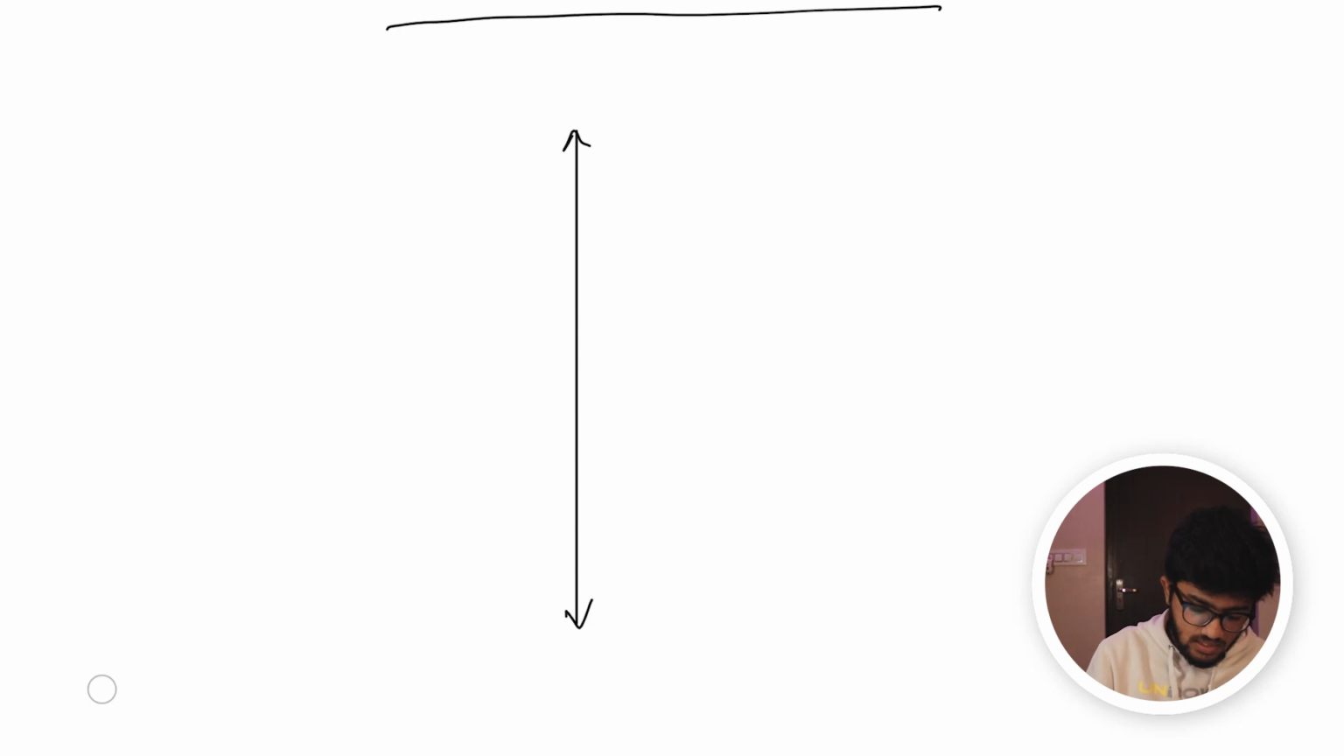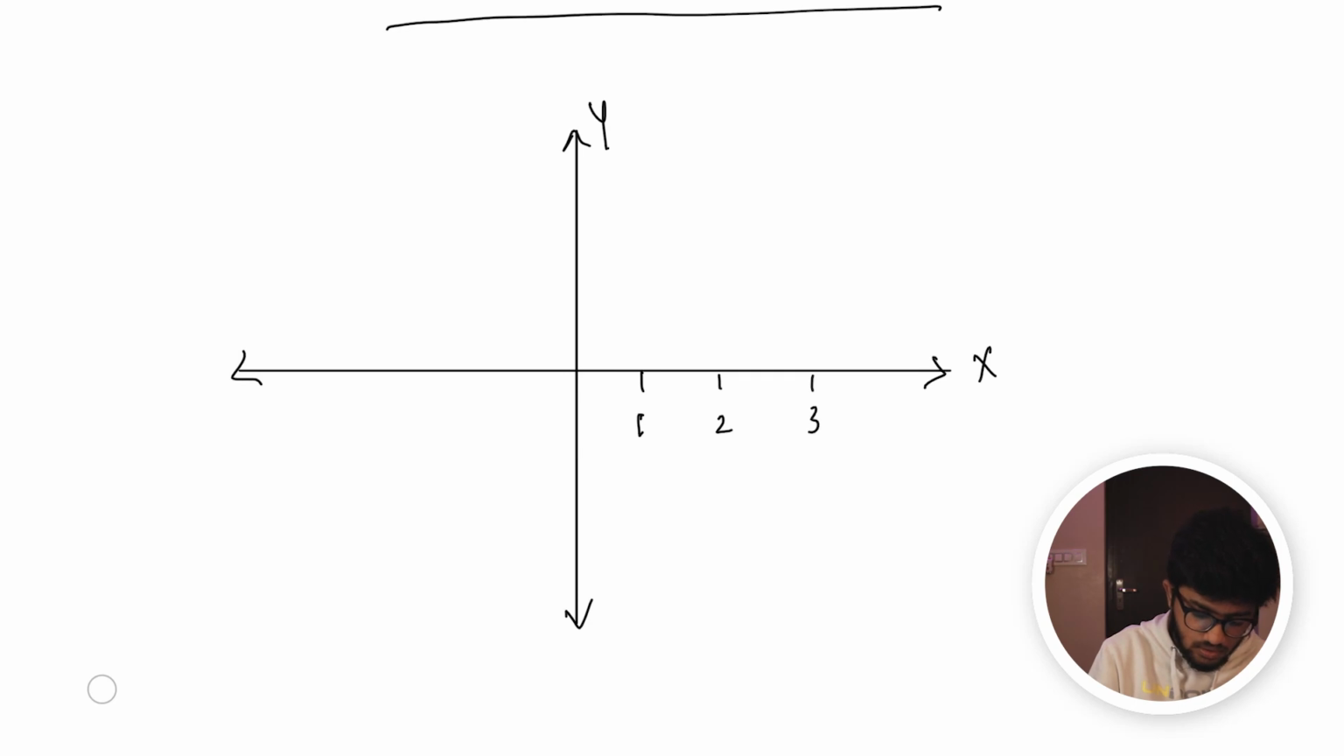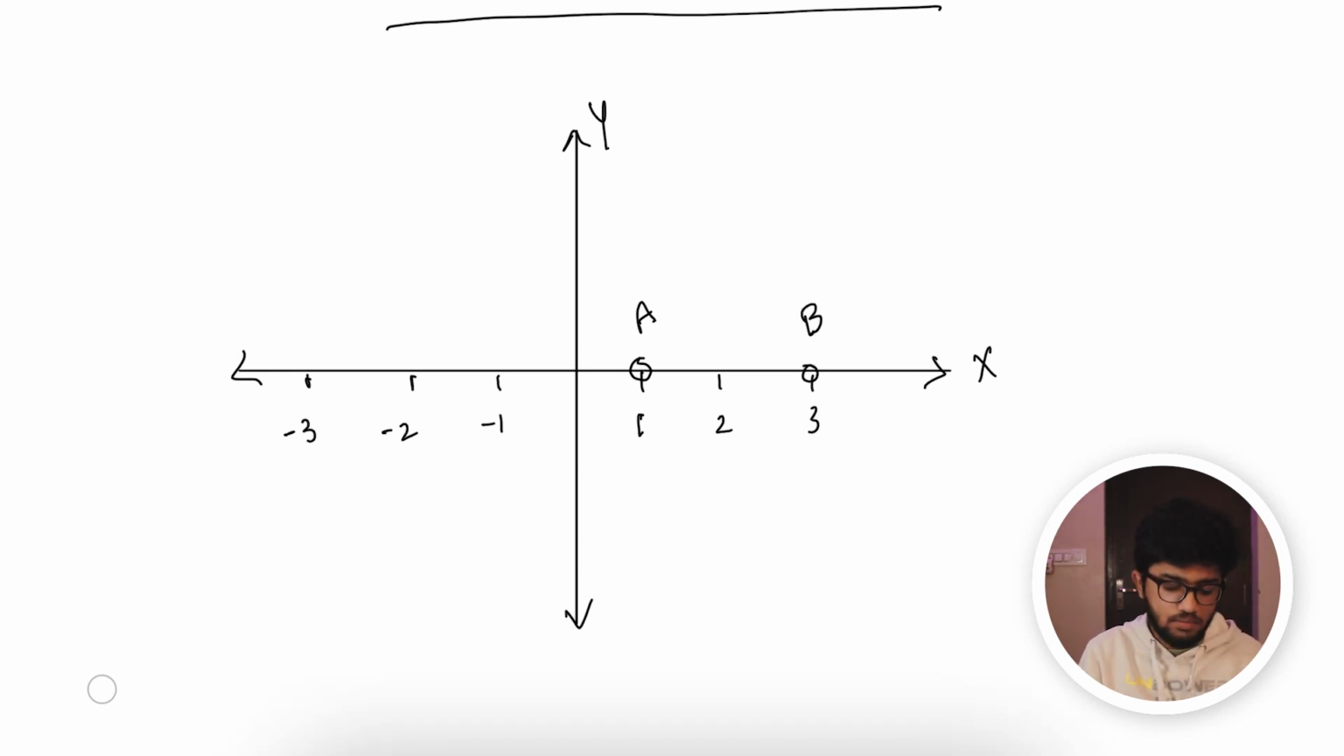Let's take an axis. This is the y-axis and this is the x-axis. This is 1, this is 2, this is 3, this is 4. Sorry, this is -1, -2, -3. Okay, now let's assume you are standing at 1. You are A. Your close friend is standing at 3, B, and maybe your dad is standing at -2, C.